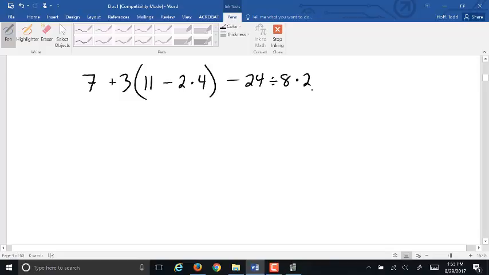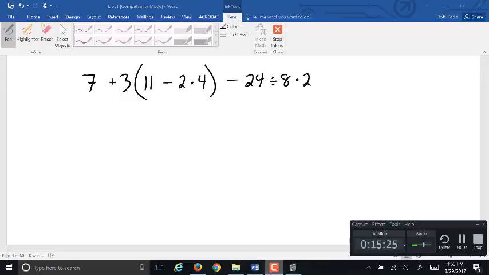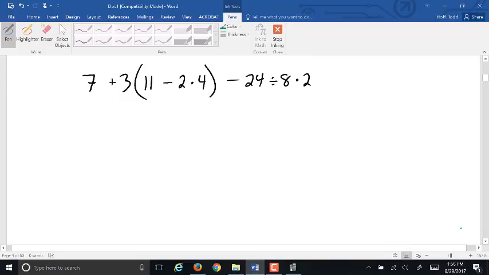Give that one a shot in your notes. We'll go over that in just a minute. Okay, so where do we start? Parentheses. Very good. So inside the parentheses, what do we have to do first? Multiply the 2 times 4, which is 8. So replace that in there, and nothing else changes.